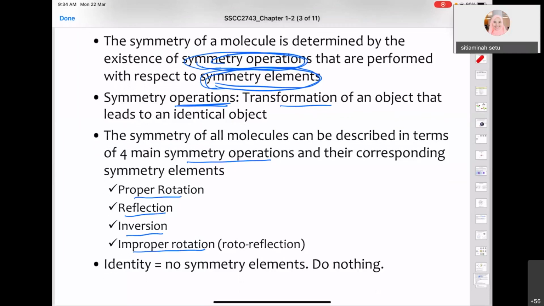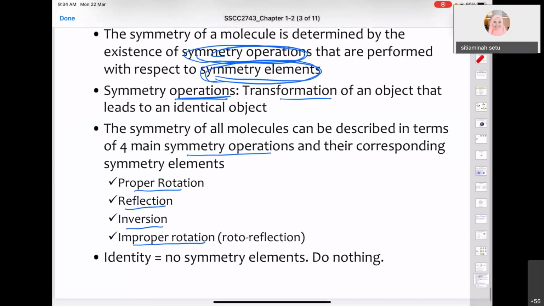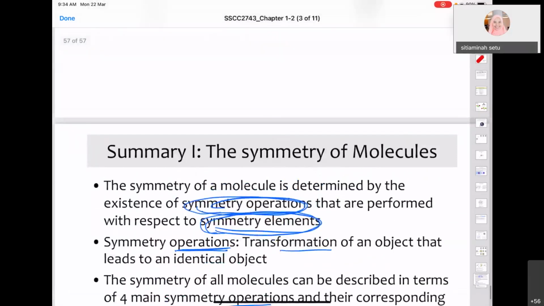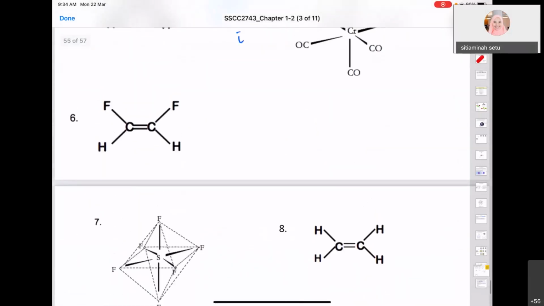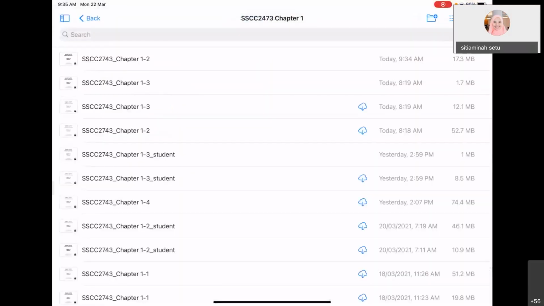Sebenarnya symmetry operation ada 5 kan. The number 5 is identity, tapi identity maksudnya do nothing, and all molecules have the identity symmetry operation. So here, identity has no symmetry elements, it equals do nothing, and all molecules must have the identity. Okay, habis part 1, 2, chapter 1, 2. Let's continue to chapter 1, 3.